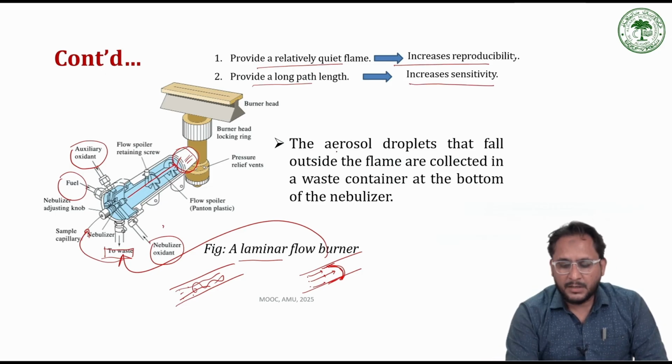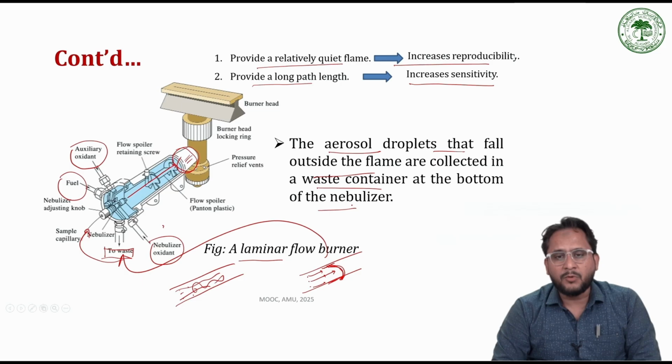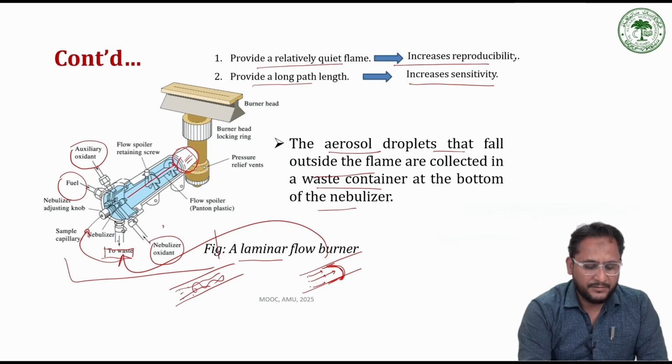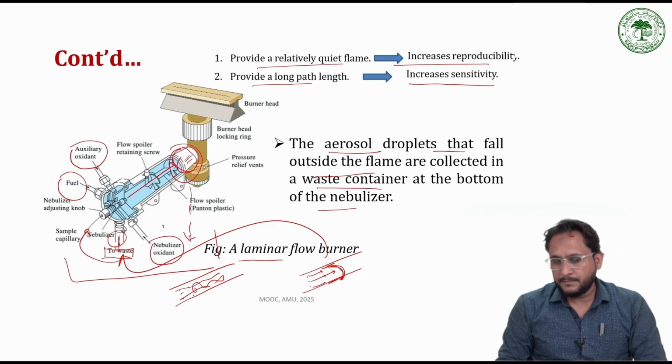technique. The aerosol droplets that fall outside the flame are collected into the waste container, which is placed at the bottom of the nebulizer. We have a waste container placed at the bottom of the nebulizer, where the excessive sample is drained out from here, and also if we have some aerosol droplets that fall outside, they are collected in this waste container.